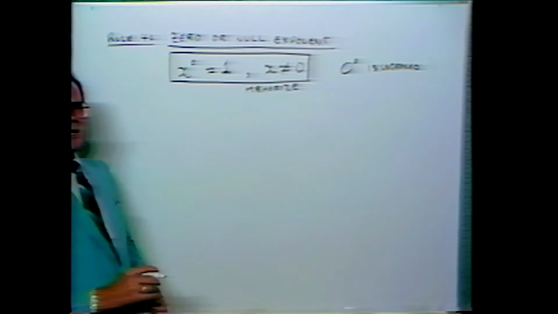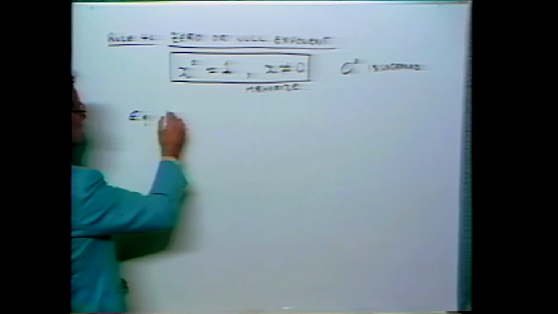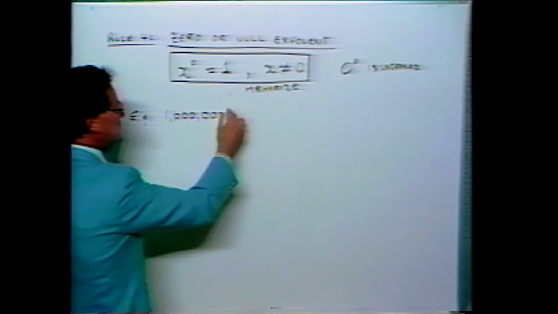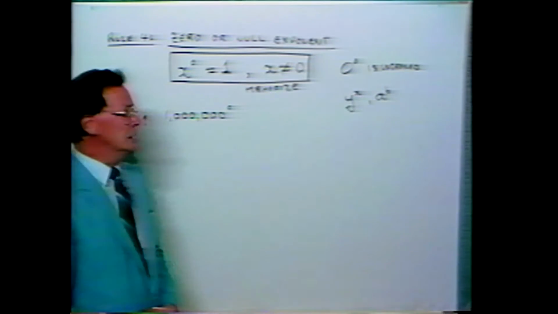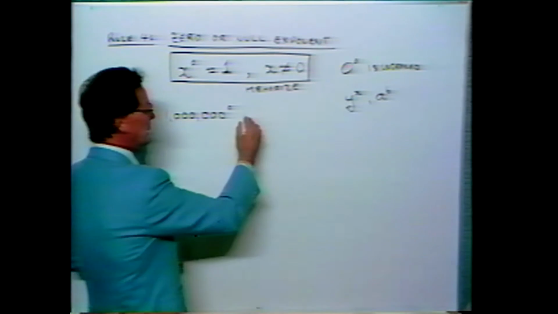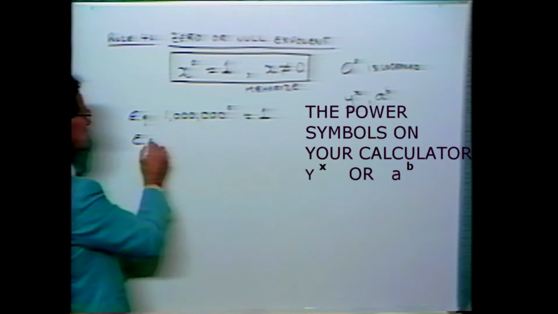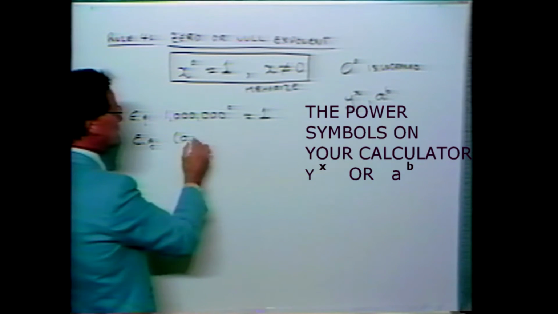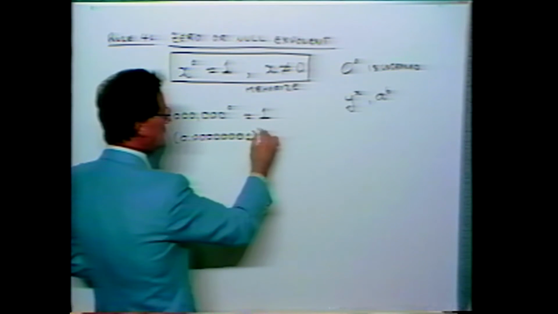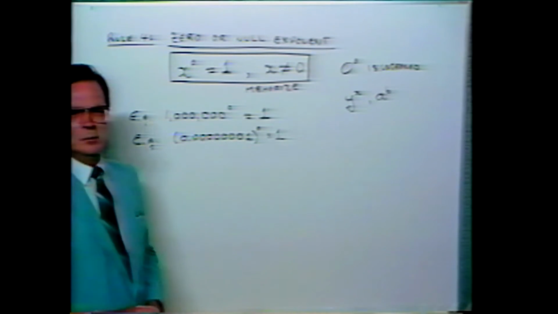You might want to try this on your calculator. Put in the number 1,000,000. Use the power function key, enter 0, and work out. Another example, try it on a very small number, something like this, and you will find that once again the calculator will display the number 1.